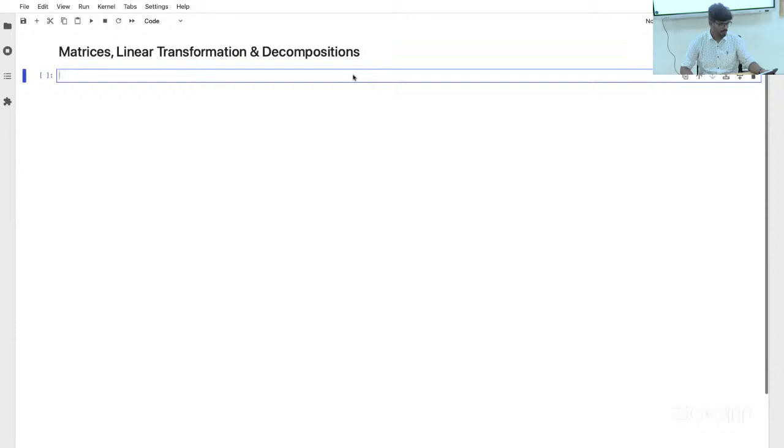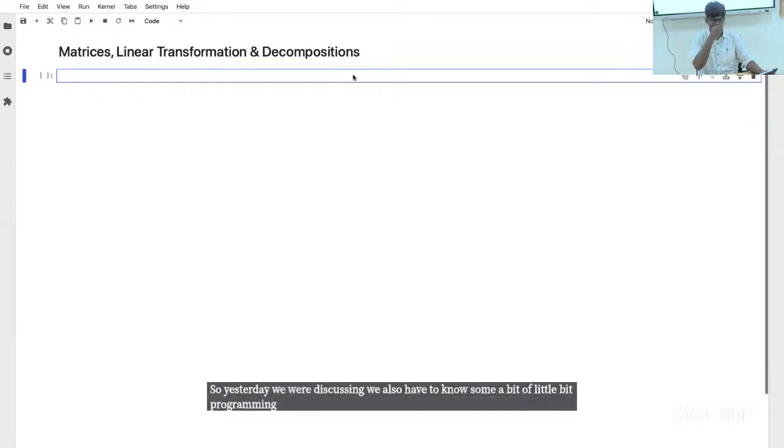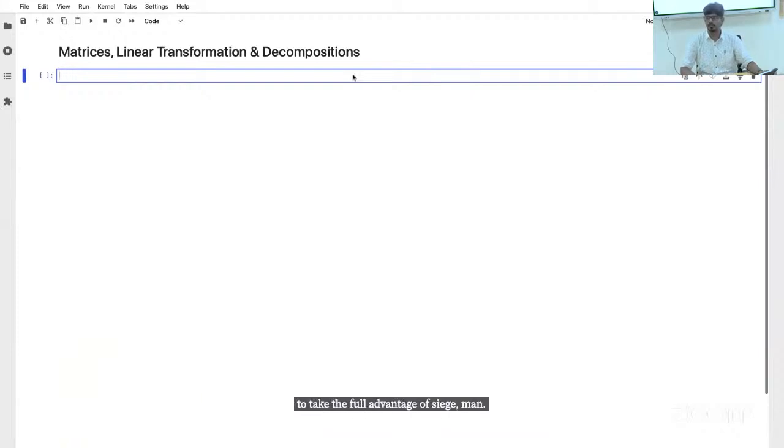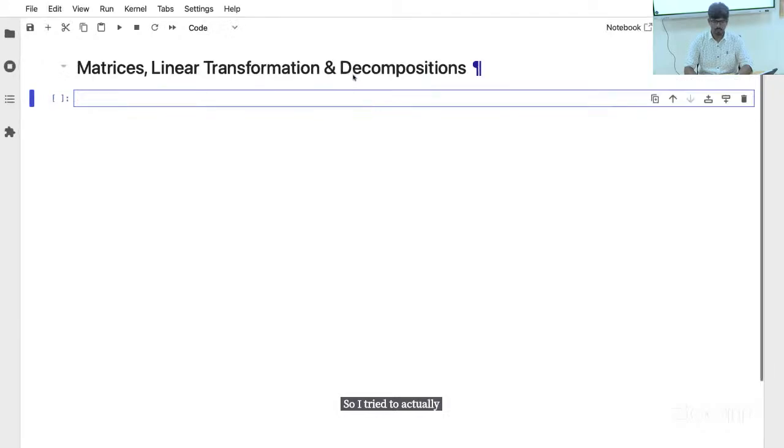So yesterday we were discussing that we also have to know a little bit of programming to take full advantage of SageMath. So I try to do a little bit of programming along with the course, meaning along with the content that we are doing. Okay, maybe as a revision and just for a short refreshment, let's define two vectors.